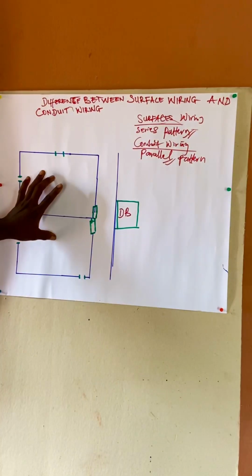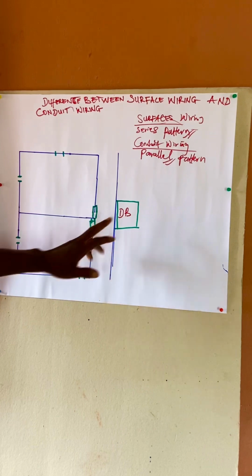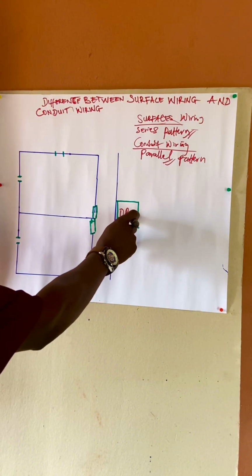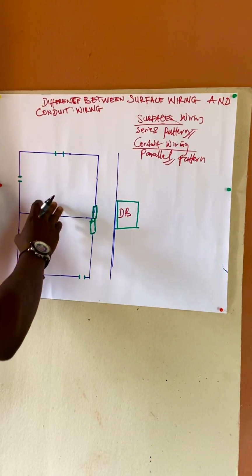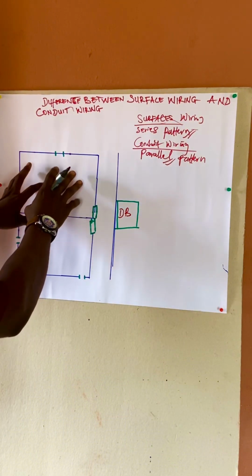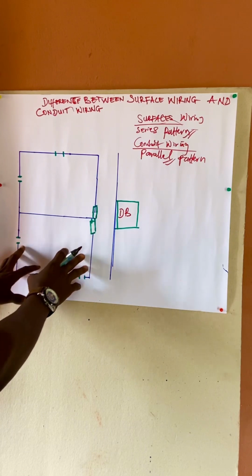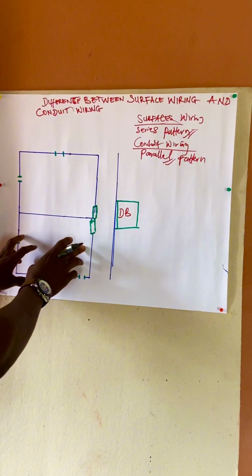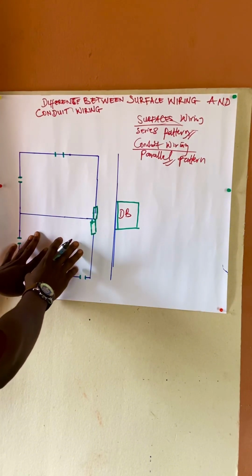in conduit wiring. These are two different rooms, and this is a control switch and this is a control switch. In these different rooms, I'm going to show how we run surface wiring in this room, and I'm going to show another example of how to run conduit wiring in this second room.